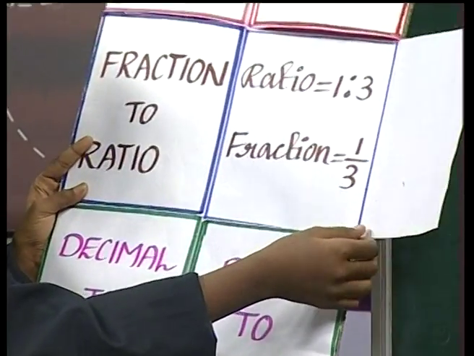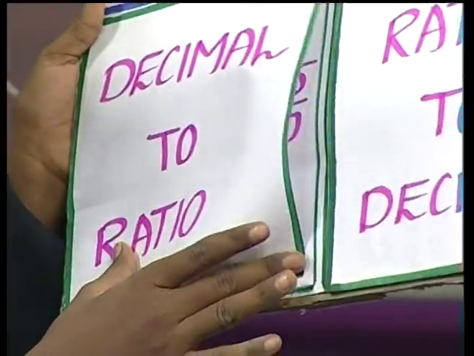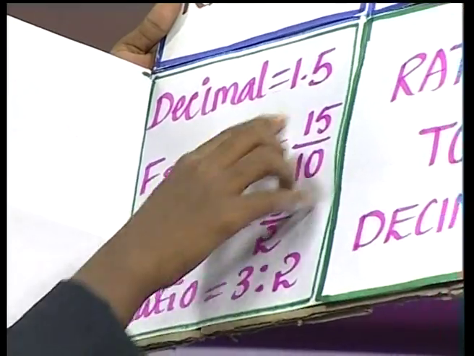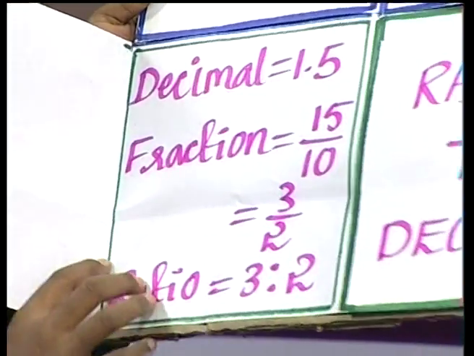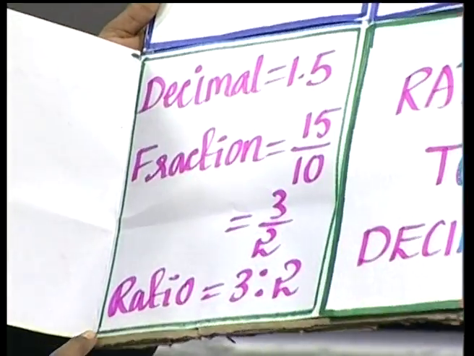Ratio is equal to 1:3. Fraction is equal to 1 by 3. Now decimal to ratio. Decimal is equal to 1.5. Fraction is equal to 15 by 10, which is equal to 3 by 2. Here the ratio is 3:2.